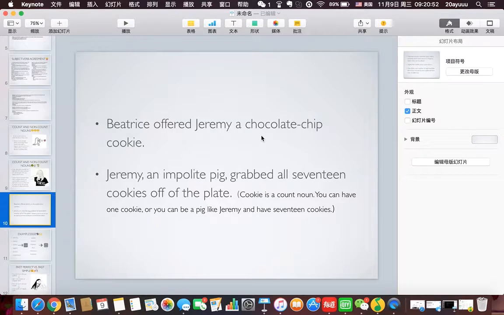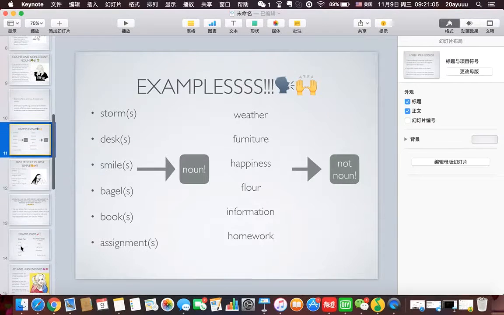Beatrice offered Jeremy a chocolate chip cookie. Jeremy, an employee, picked up all 17 cookies off the plates. Cookie is a count noun. You can have one cookie, but you can be a pig like Jeremy and have 17 cookies. These are our examples of count nouns, and these are examples of non-count nouns.